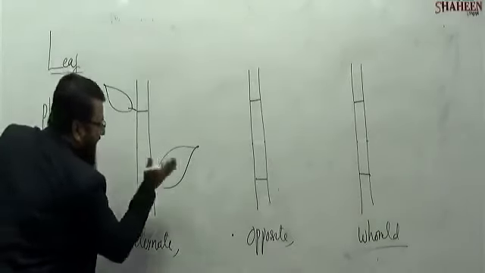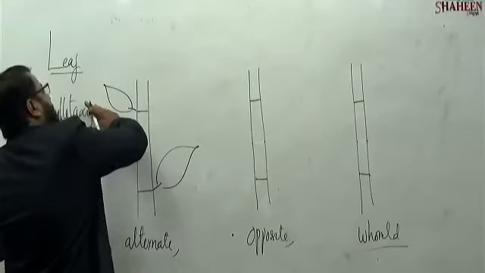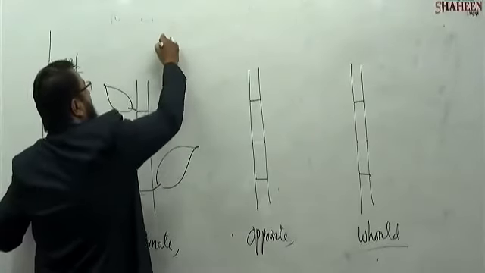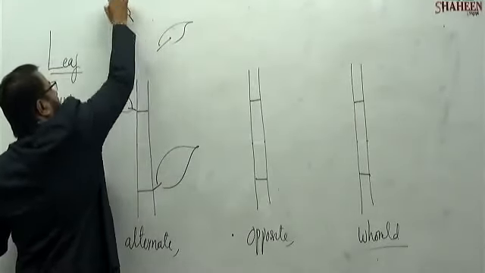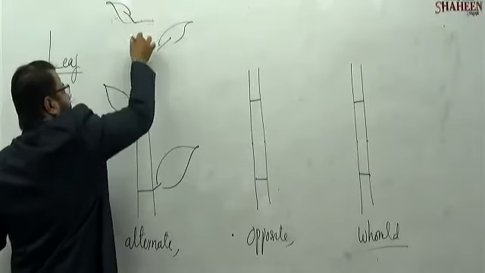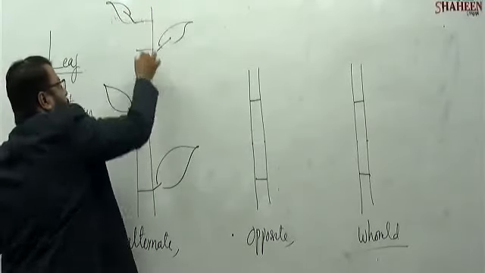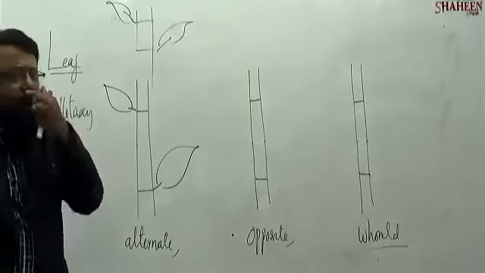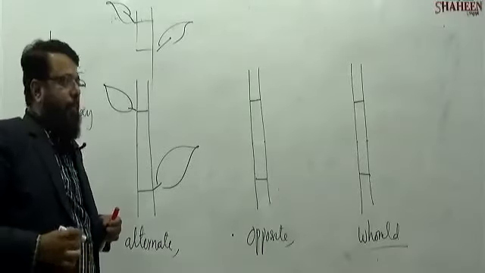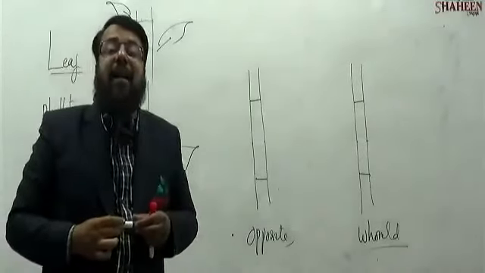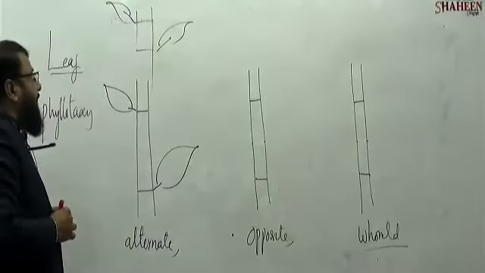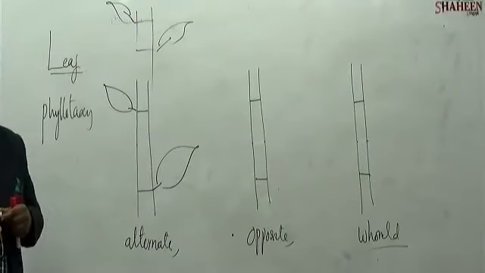Observe, one leaf on this side, the next leaf is on the other side. If another is coming on this side, the next is coming on the other side. So each node will have only one leaf. That is called alternate phyllotaxy.